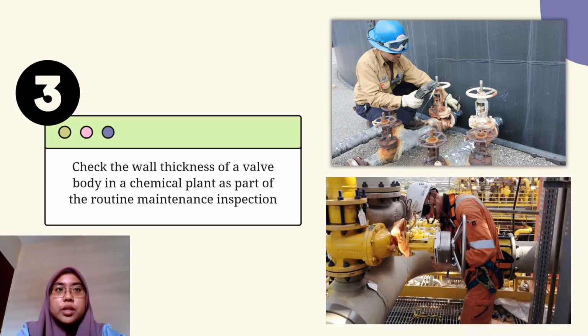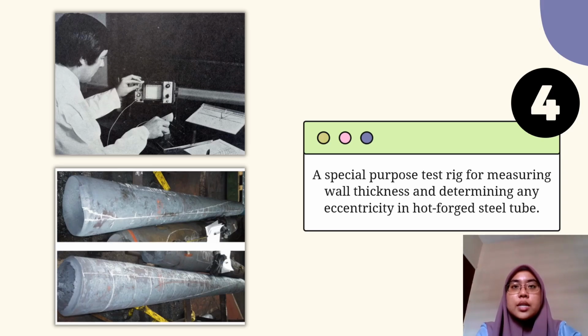The third application is checking the wall thickness of a valve body in a chemical plant as part of the routine maintenance inspection using a digital readout ultrasonic wall thickness meter, as shown in the pictures. Next, the last application is a special purpose test rig for measuring wall thickness and determining any eccentricity in hot forged steel tube. The measurement can be made when the tube surface temperature is as high as 815 degrees Celsius.